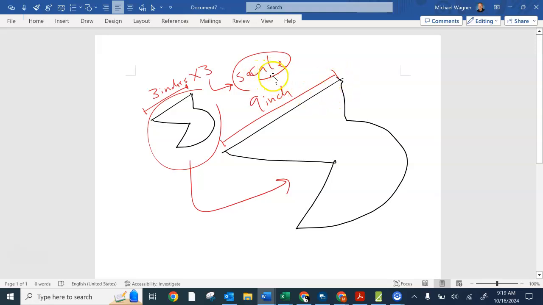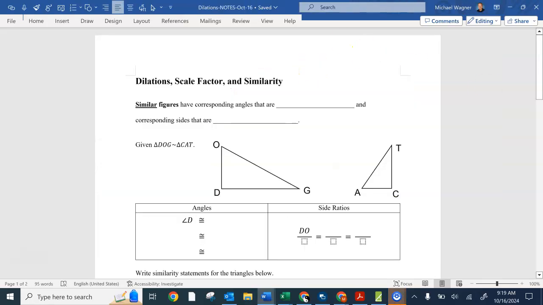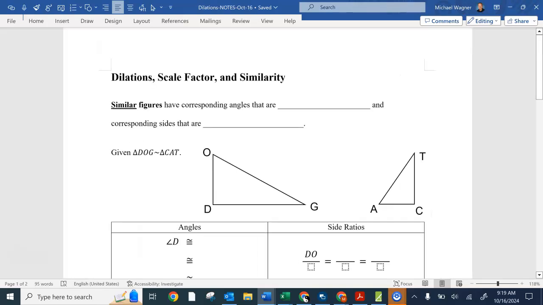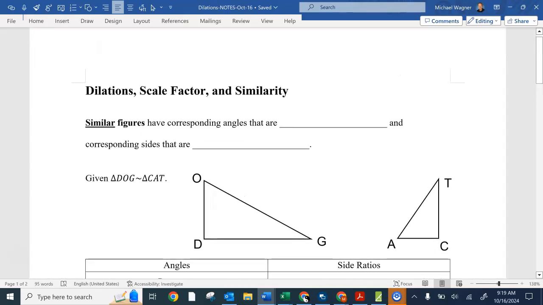Or if you wanted to go back the reverse way, you could say, well, in the United States, this particular distance is 9 inches, but what would it be on the map that we have? Well, we'd have to divide by the scale factor, okay? All right, so that's what we're learning about today: things that have the same shape but different sizes. So if we go to page 1 of the notes, similar figures have corresponding angles. So that means the angles correspond and they are congruent, and corresponding sides that are proportional.